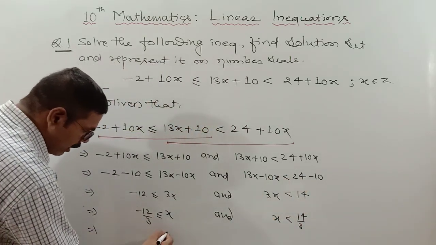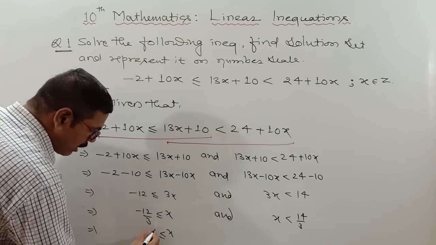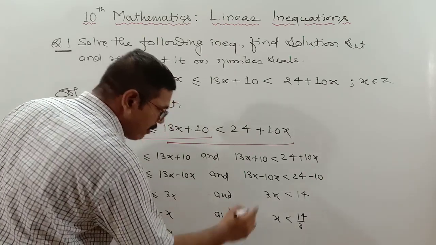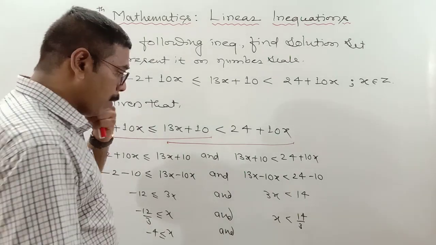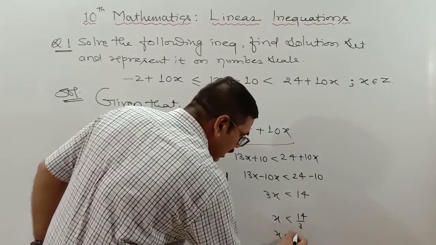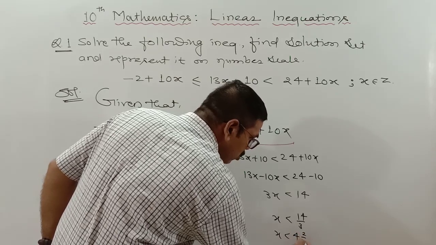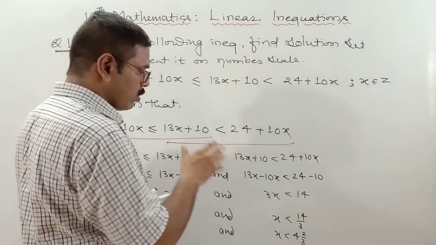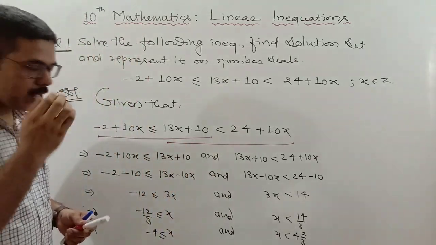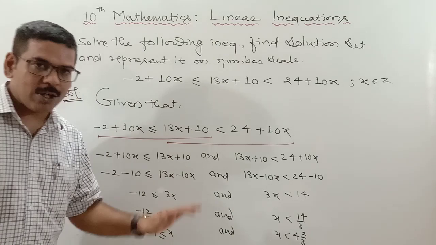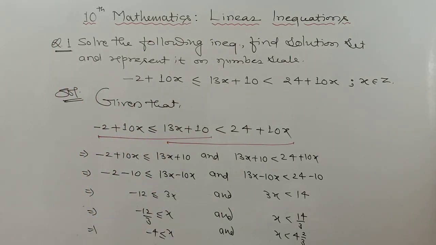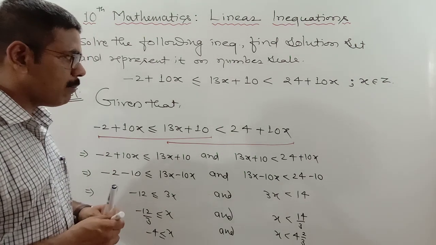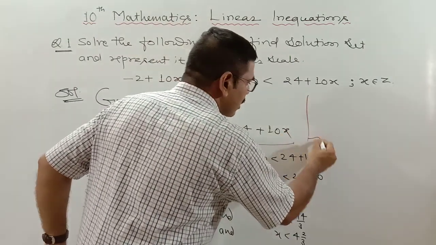So x is greater than or equal to minus 4, and here we'll write 14 by 3 in the form of a mixed fraction, that is x is less than or equal to 4 integer 2 by 3. Is there any doubt? I don't think there is any doubt you are having. Please check it minutely, note this down fast. We have determined a solution.